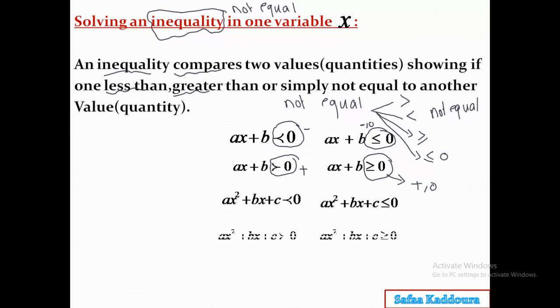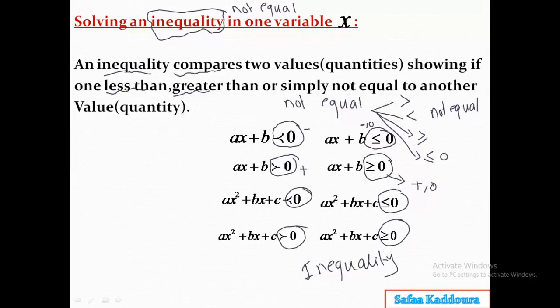We have also the following forms: ax squared plus bx plus c less than 0, meaning when it is negative, less than or equal to 0, greater than or equal to 0, and greater than 0. All these signs mean inequality.